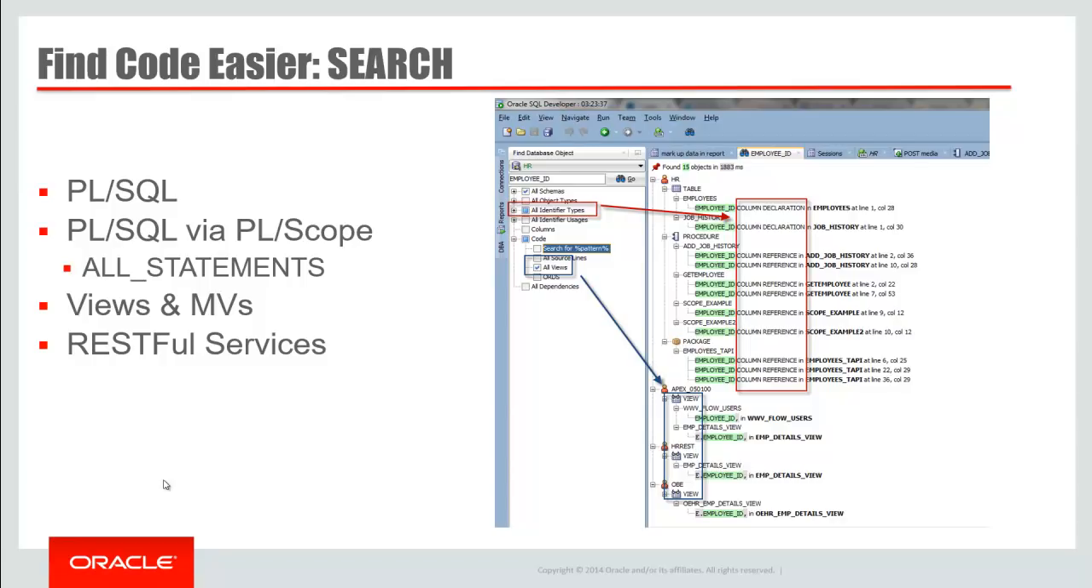So if you've enabled the PL SQL compiler to collect PL Scope information on your PL SQL, it's now tracking all of the SQL in your PL SQL, and you can ask SQL Developer to search that. So when you're connected to a 12c instance under the code, there's an item there called All Statements. You'll just check that and we'll search that bit as well.